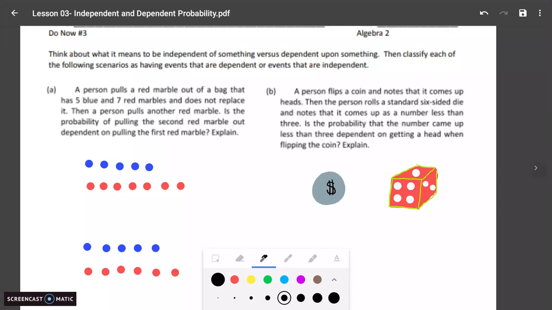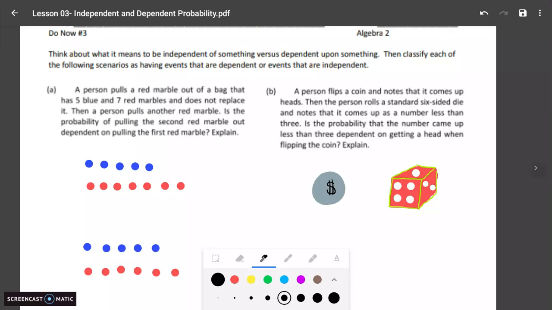Hi everyone. In this video, we're going to continue looking at probability, but we're going to think about what outcomes can happen with certain events. So I want you to take a moment to think about what it means to be independent of something rather than dependent of something. Because we're going to look at different events today that could be independent of each other, or maybe they might have some kind of effect on one another.